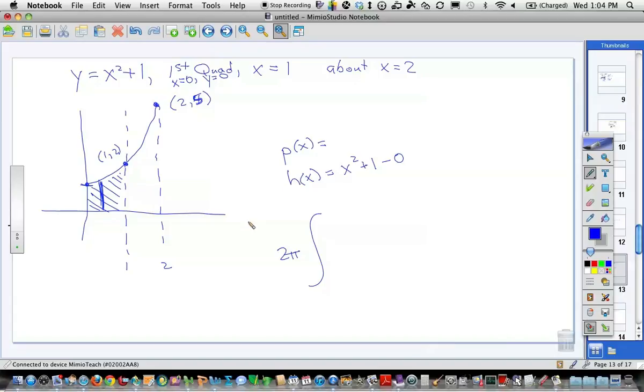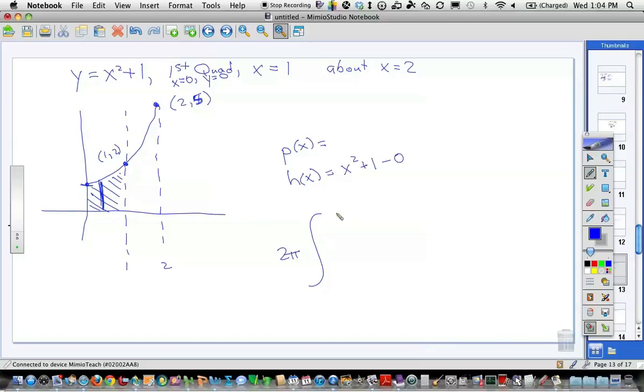Okay, how we doing? x squared plus 1. Yes, that is correct. Okay, here's what I got so far. We're revolving about x equals 2, a vertical axis of revolution. So since it's shell method, parallel to the axis of revolution, it'll wrap like this.